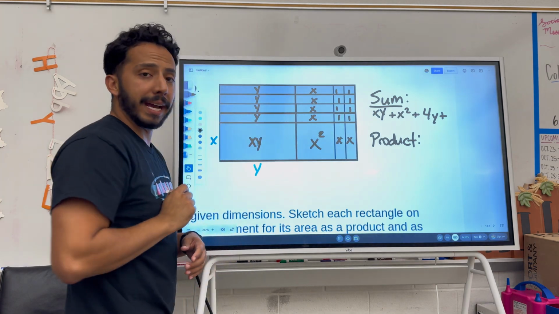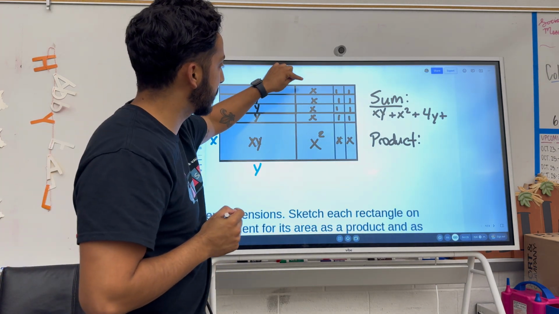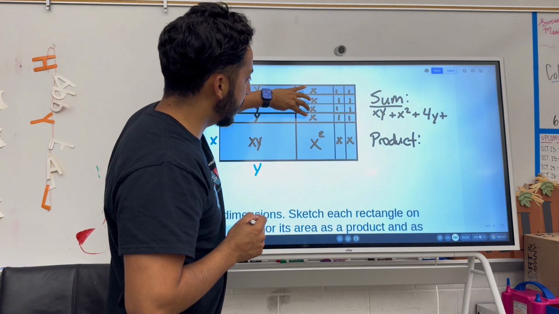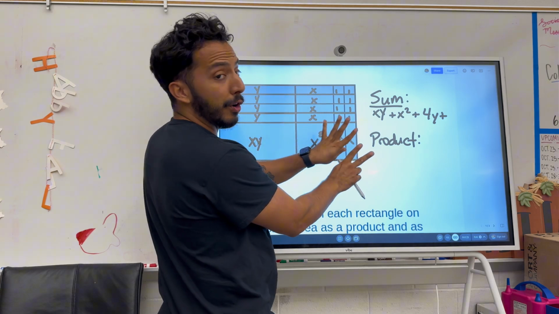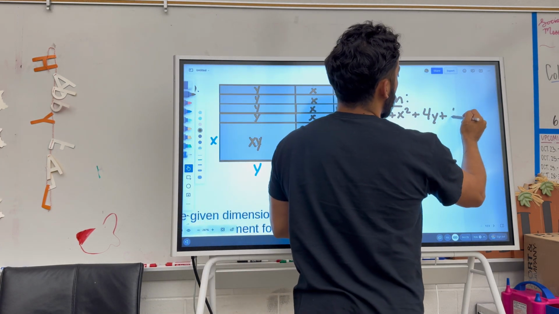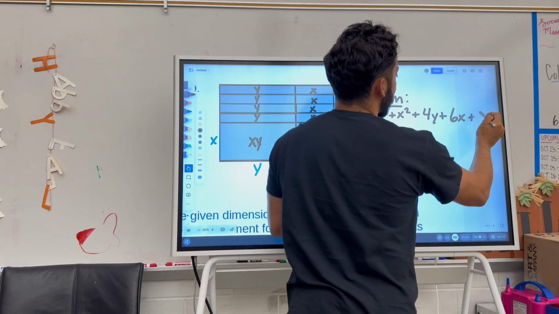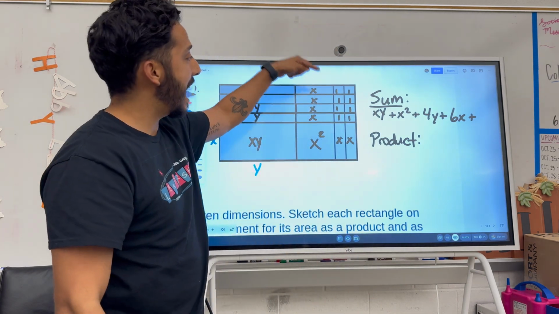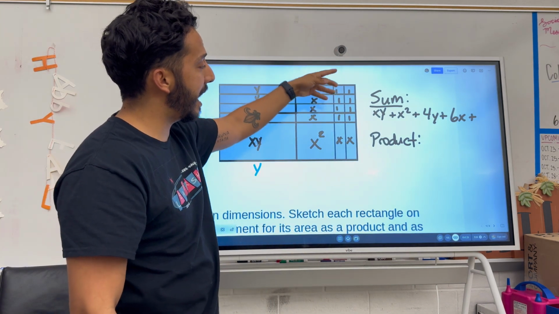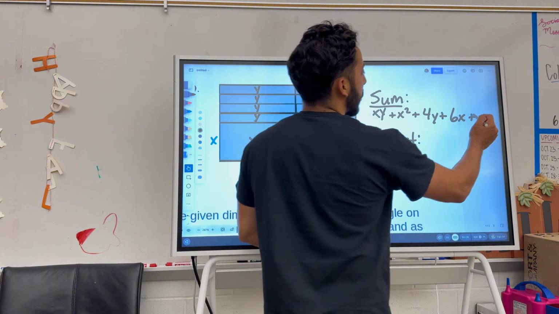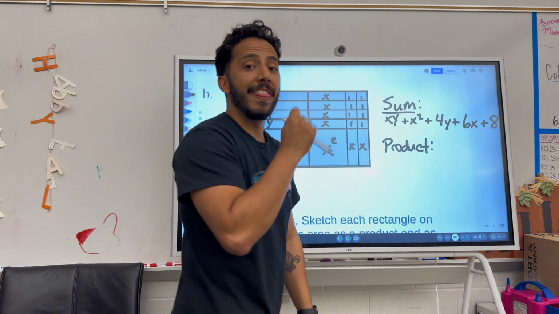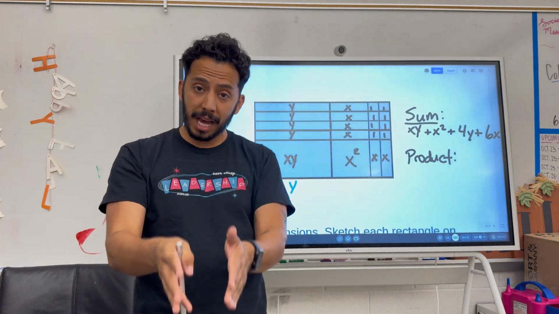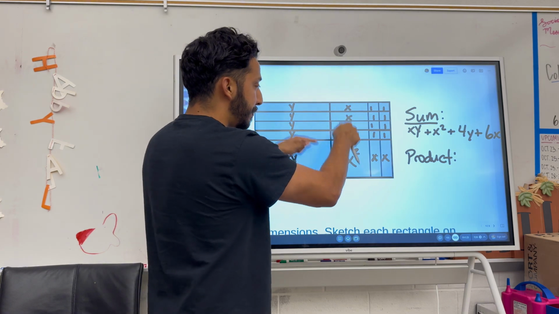All right, jump back. How many X tiles? Next smallest. X tiles, I got 4 here. I also got 2 there. 4 plus 2 is going to give us 6 X tiles. Last but not least, how many unit tiles do we have? 4 and 4 are going to give us 8. That is your sum. Remember, sum are the inside pieces.